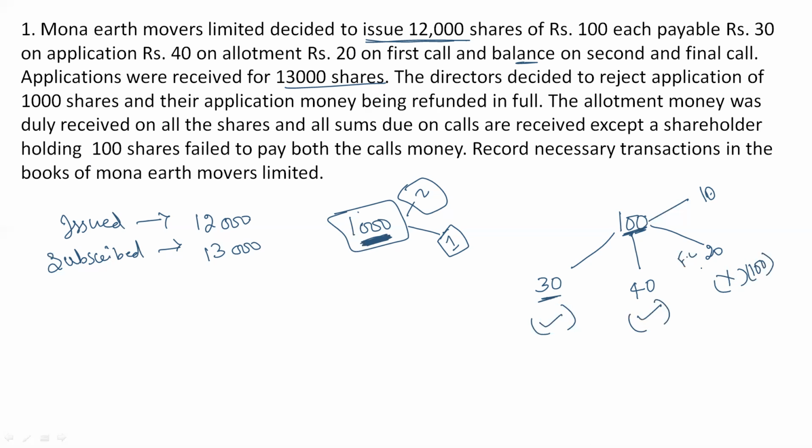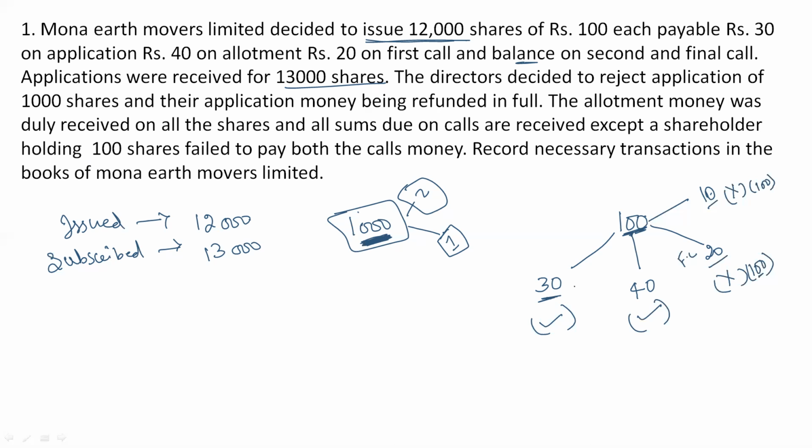Okay, this is the first call process, right? In the first call process, the person having 100 shares did not pay the first call amount. Similarly, he also did not pay the second call amount. Again, there are calls in arrears for 100 shares. So we have calls in arrears here for the first call and second call process. Okay, so we are clear with the question now. Now we can go on recording the entries.